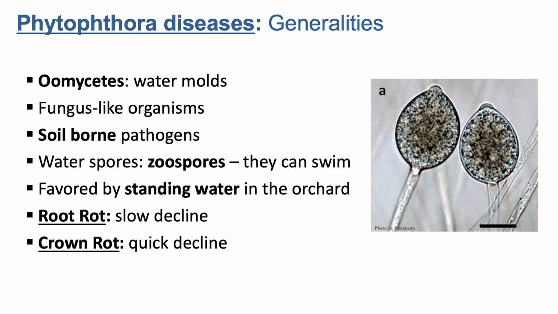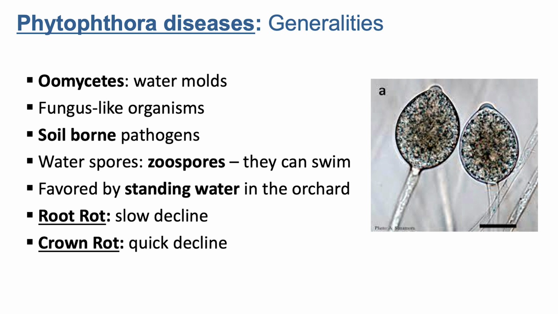So again, just a few words about the biology of these organisms, but they are like water molds. They basically adapted to live and swim in water. They have zoospores that can swim. They're not exactly fungi, they're more like water molds. Phytophthora is a disease that loves standing water, and so the disease will occur when saturation of water has occurred in an orchard.